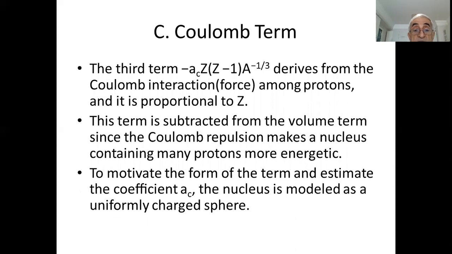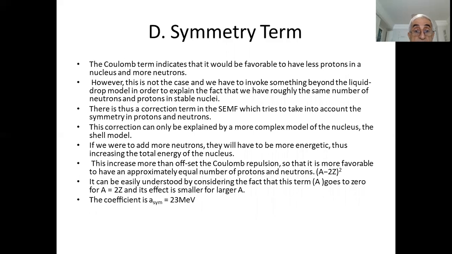Coulomb term, the third term, derives from the Coulomb interaction force between protons and is proportional to Z squared. The term is subtracted from the volume term since the Coulomb repulsion makes a nucleus containing many protons more energetic. To motivate the form of the term and estimate the coefficient a_C, the nucleus is modeled as a uniformly charged sphere.